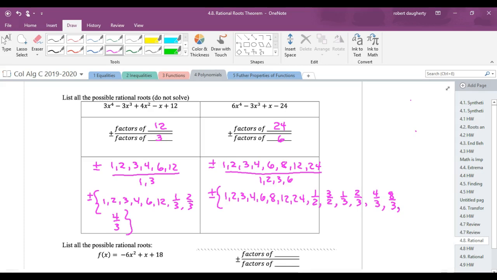Now I need to divide every number by what? 6. So I'm going to have 1/6. Okay. What is 2/6? That's 1/3. It's already on my list. What is 3/6? 1/2. It's already there. 4/6. That's 2/3. I've already got that one. 6/6. 1. 8/6 is 4/3. That's already on my list. Okay. 12/6 is 2. That's already on my list. 24/6, 4. It's already on my list. So that's the list. Okay.